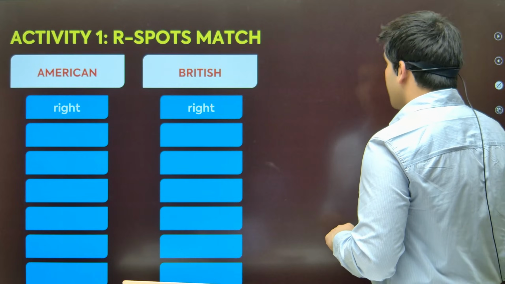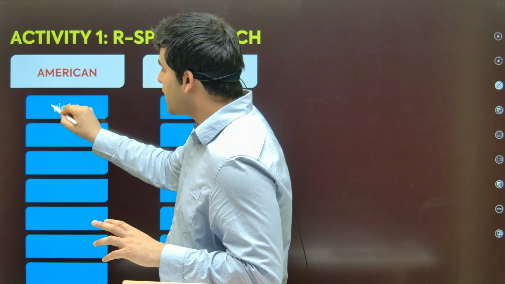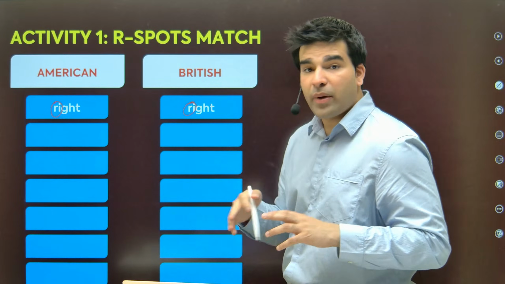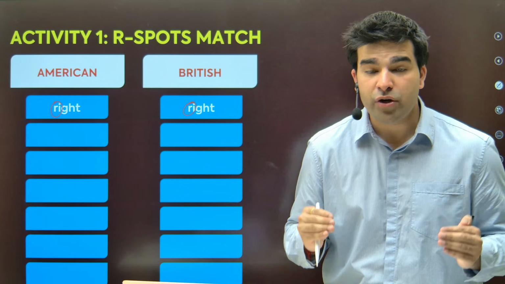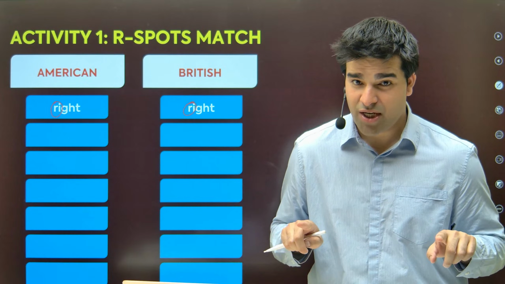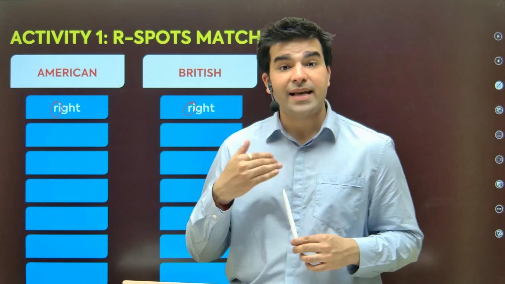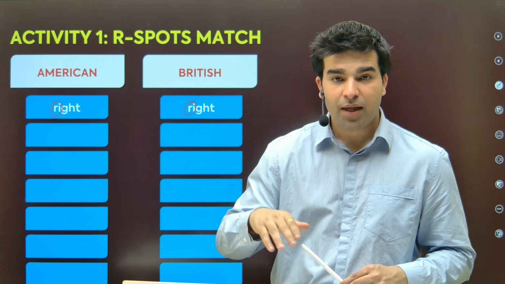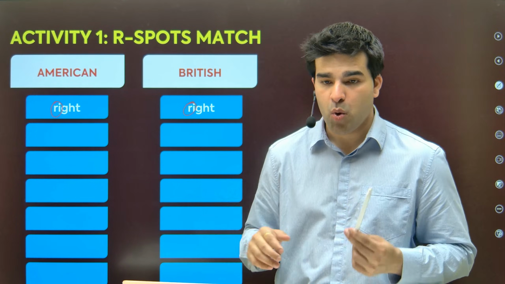Bingo. R when it comes in the beginning of the word remains as is, it does not change. I repeat, it remains as is, does not change. All right? Now let's move to the next word.